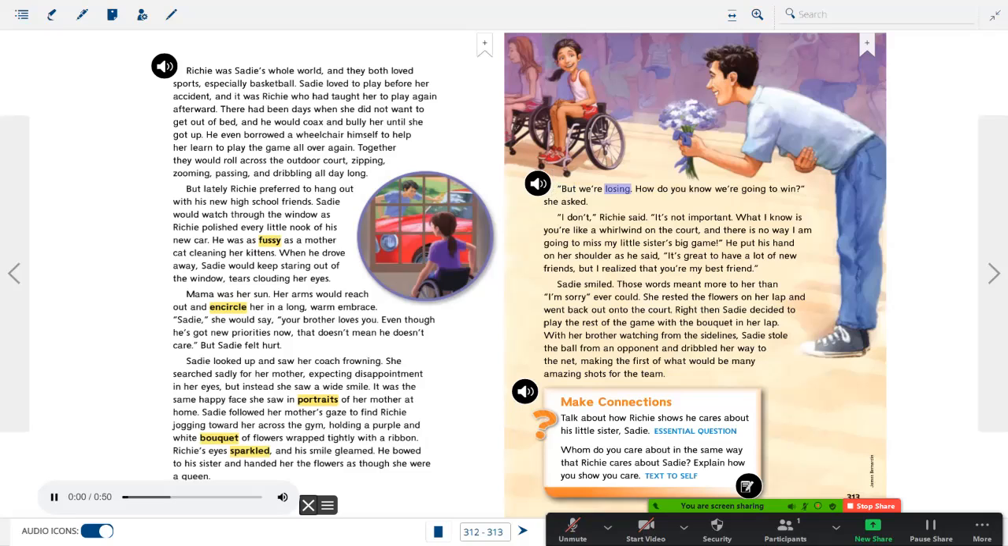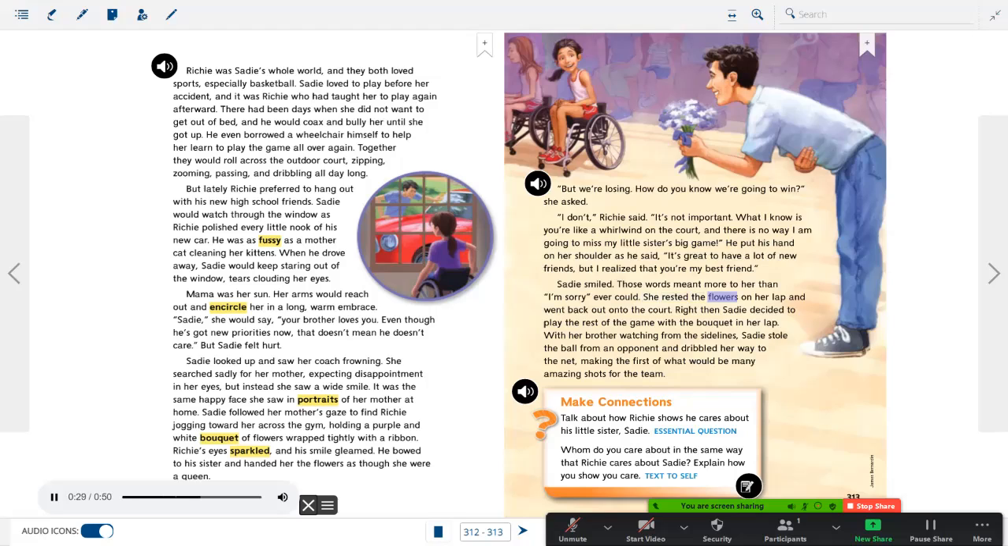"But we're losing. How do you know we're going to win?" she asked. "I don't," Richie said. "It's not important. What I know is you're like a whirlwind on the court, and there is no way I'm going to miss my little sister's big game." He put his hand on her shoulder as he said, "It's great to have a lot of new friends, but I realized that you're my best friend." Sadie smiled. Those words meant more to her than "I'm sorry" ever could.